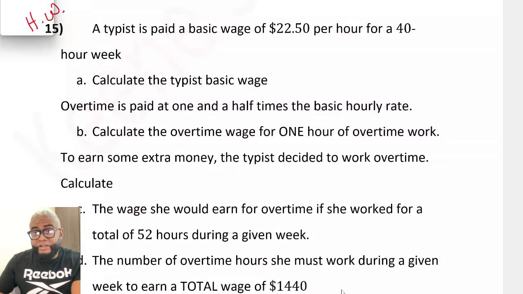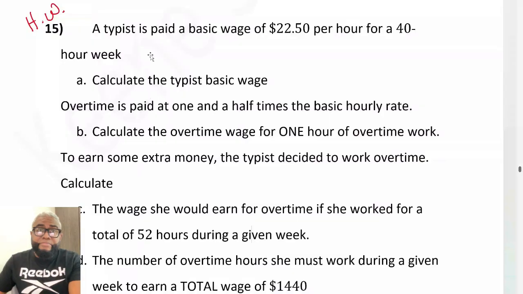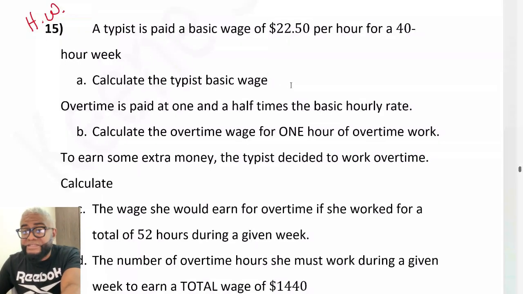Right, so this is simple wages. A typist is paid a basic, this is just a correction from last week. I'm going to be moving a little faster. So a typist is paid a basic wage of $22.50 per hour for a 40-hour week. Calculate the typist's basic wage.